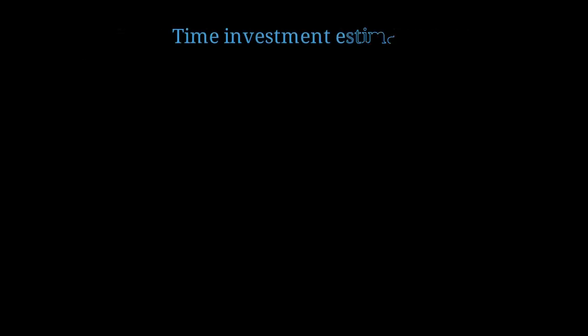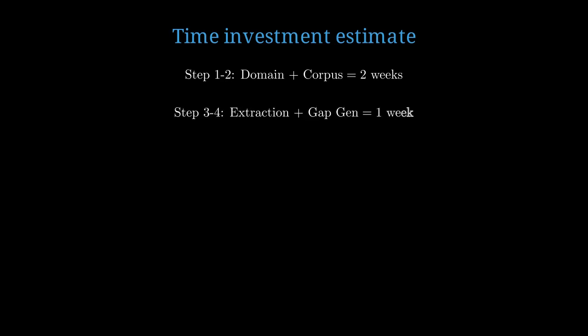Let's estimate the time investment for this workflow. Steps 1 and 2, domain definition and corpus building, take about 2 weeks of focused work. Steps 3 and 4, extraction and gap generation, take about 1 week if you're using good tools. Steps 5 and 6, sampling and human verification, take 3 weeks. This is the most time-consuming part.